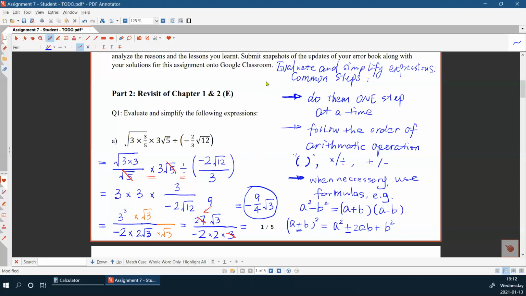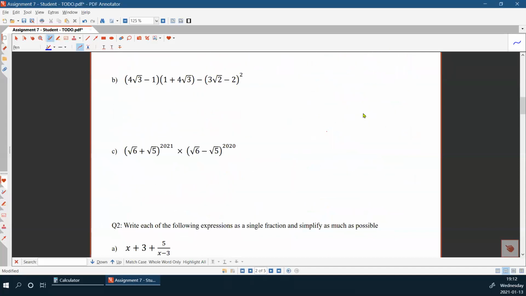Okay, any questions? All right, let's see the next one. Okay, next one. First of all, by observation, this is a multiplication of two terms, right? And you can see that it happens to be a plus b times a minus b, right? A here is 4 times square root of 3. B is 1. So that means we can use a formula.